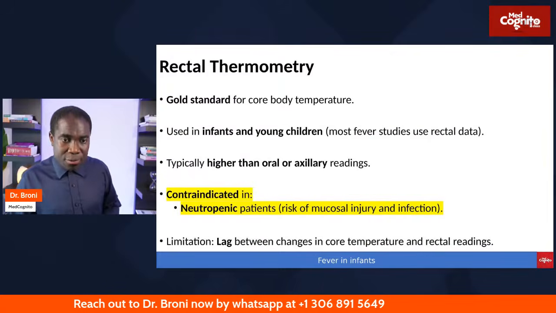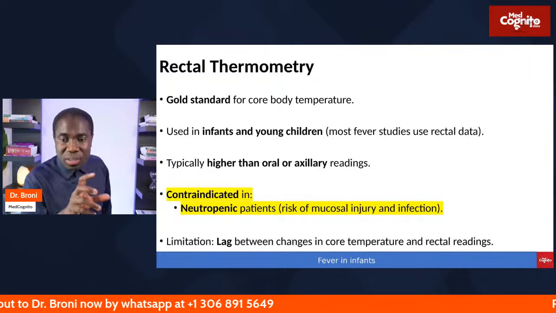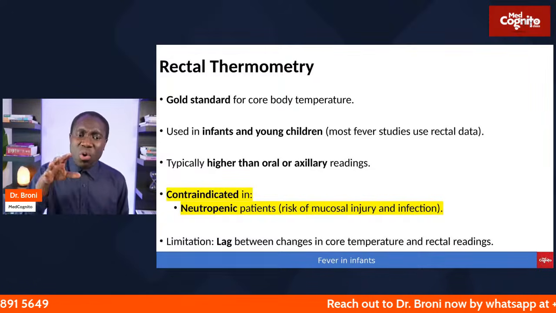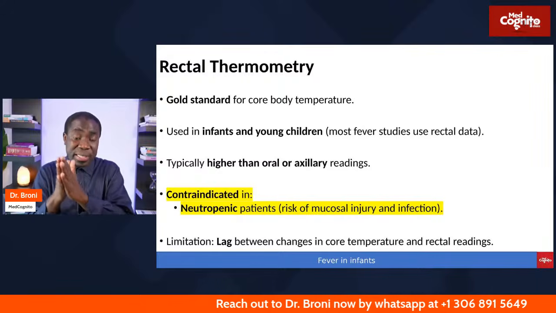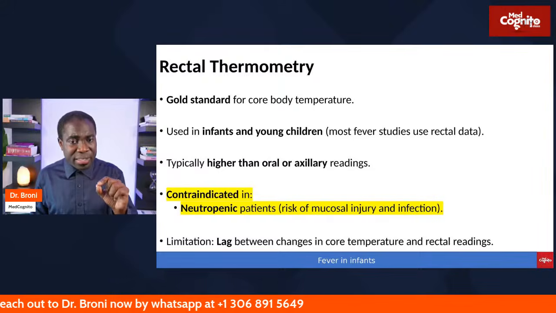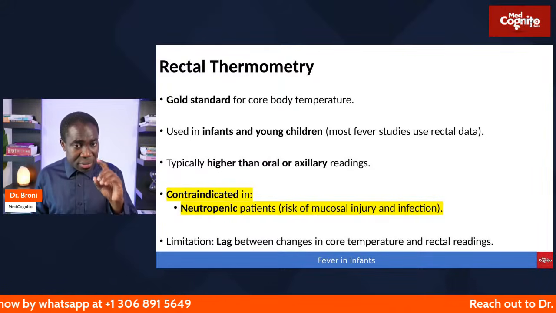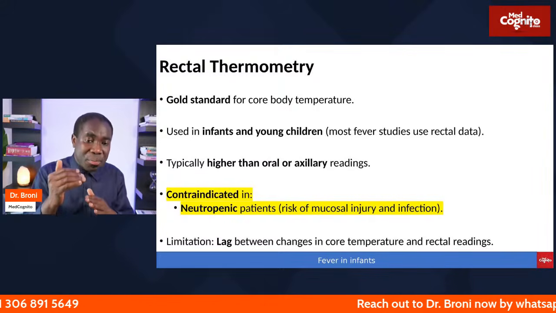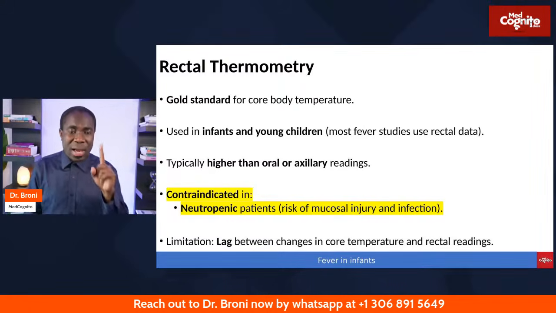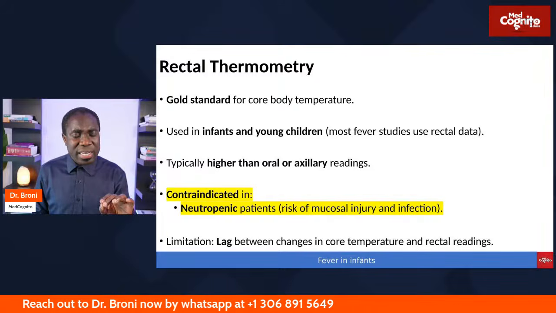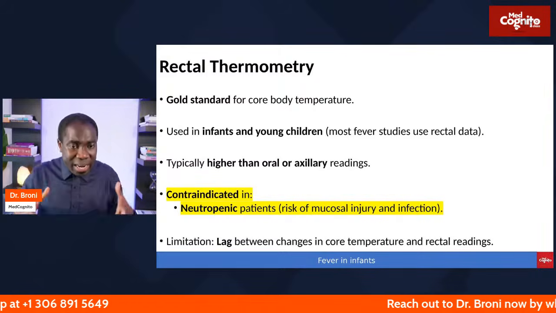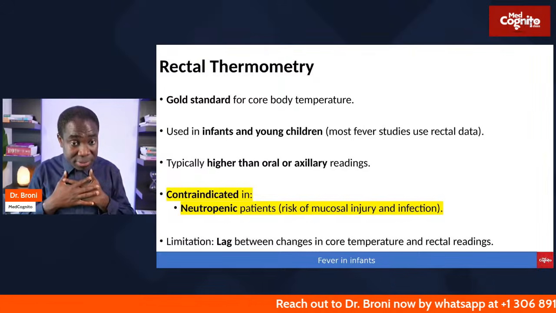Right? Now, rectal temperature. So this is where I'm teaching about the question I gave. It is the gold standard for core body temperature. The gold standard. It is used in infants and young children. Typically, the rectal temperature is higher than the oral or axillary readings. Now, what's the contraindication? It is contraindicated in neutropenic patients because of the risk of mucosal injury and further infection into the whole body, like sepsis.